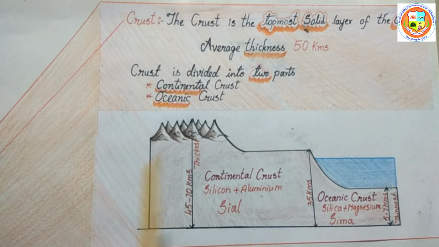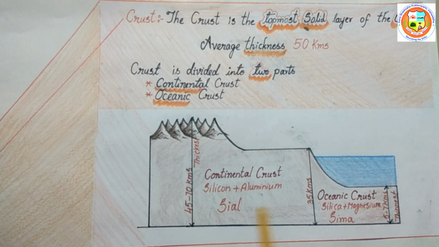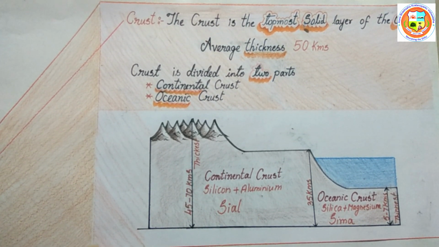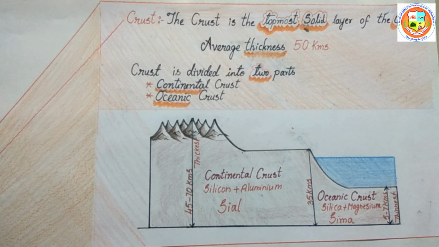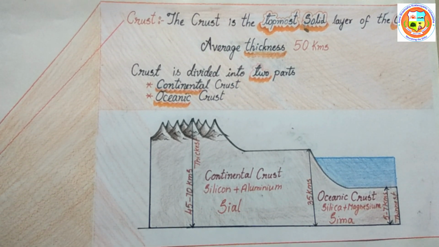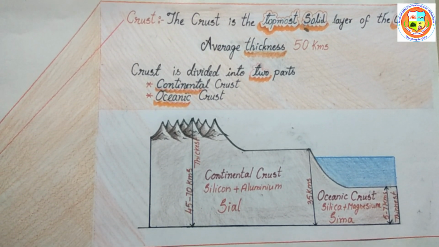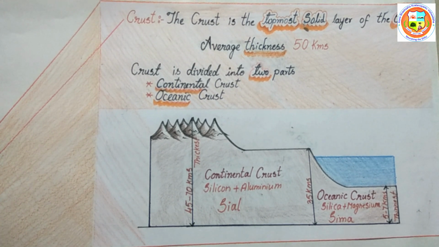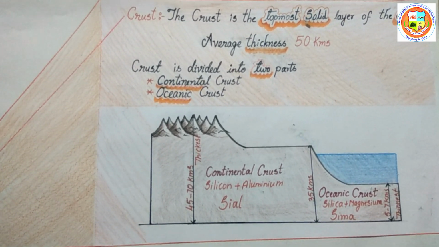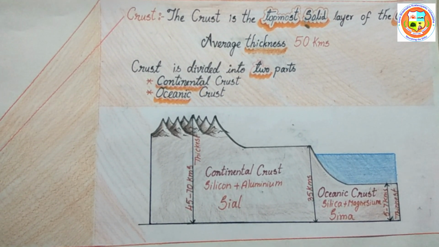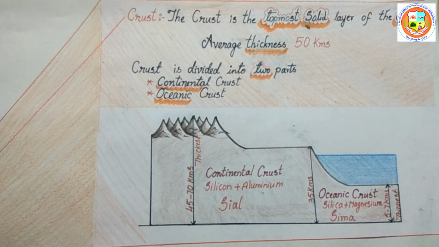As I told you, the crust is thinnest at the valleys and thickest at the mountain ranges. Can you tell me how much volume of the earth is taken by the crust? Now we will see that also.